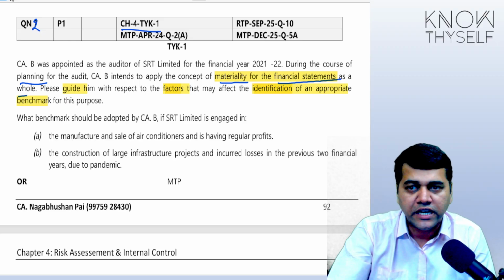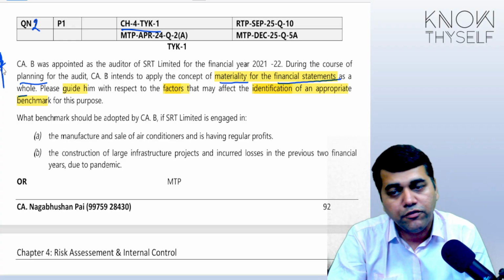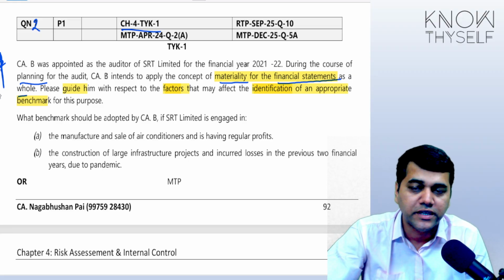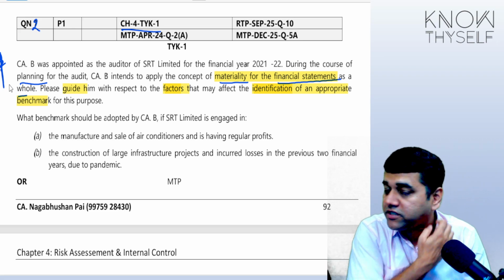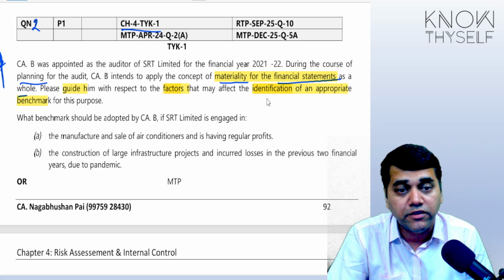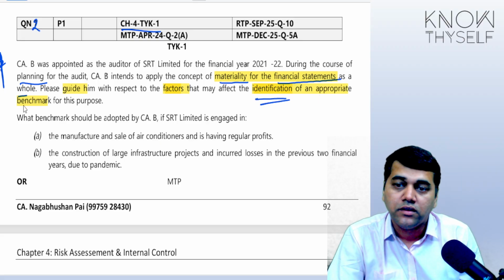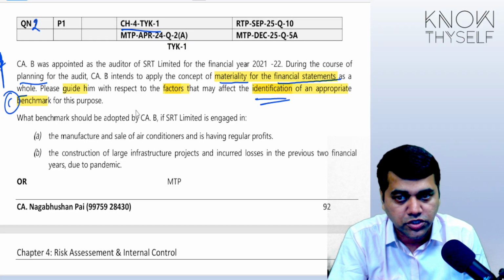First thing, have you identified the chapter? Yes, chapter number 4. Have you understood the requirement concept number? Yes, this is the first concept. Under risk assessment, it is going to come. Then under that, which requirement? Requirement number 1, where you are talking about the identification or determination of the materiality. Then how many issues are there? How many questions are there? This is the first question.